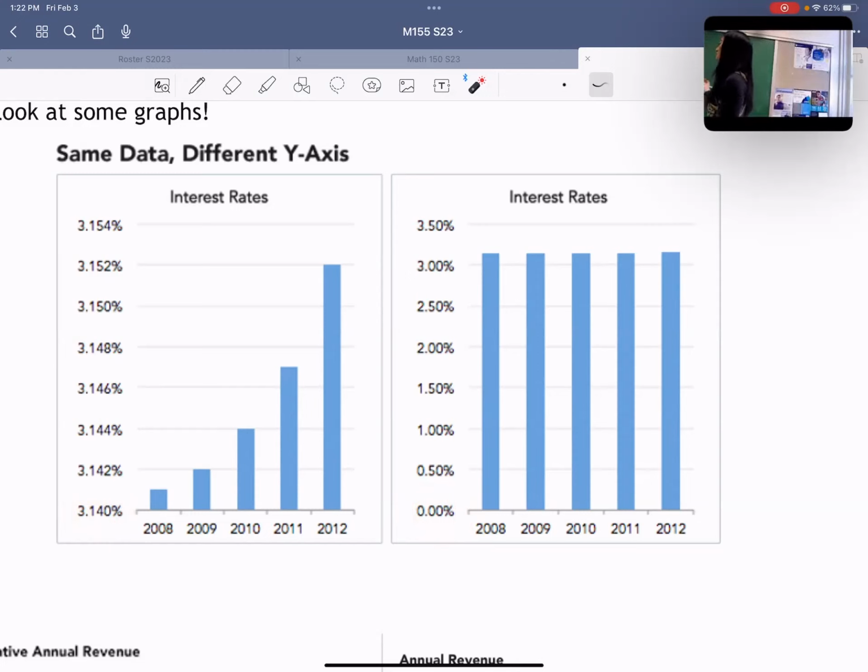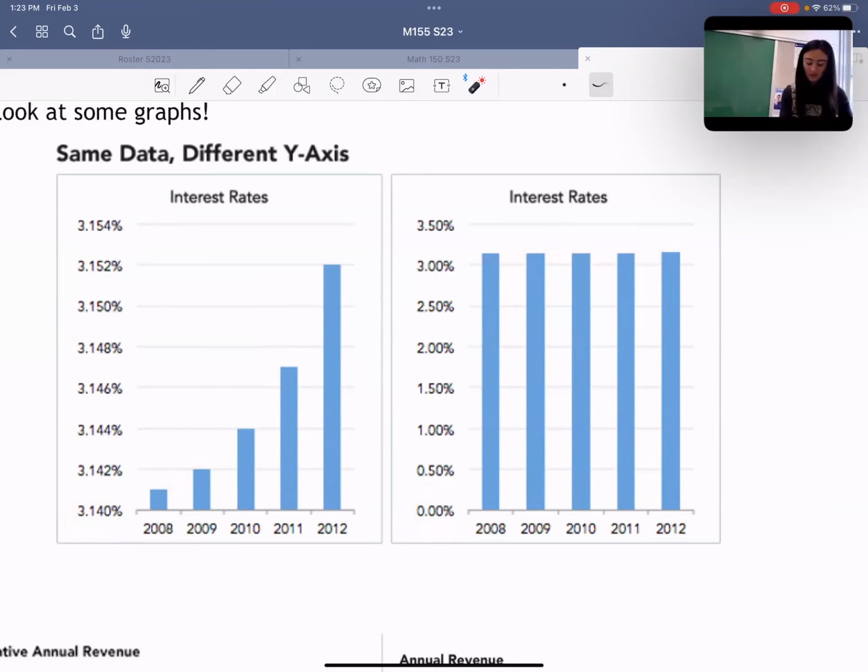The technical term for this is a truncated y-axis. Basically, people do it to exaggerate the differences between bars in a graph. And it's actually pretty useful to see the difference here. So on the left, it definitely looks like the graph is going up. If you decide to start the graph at 0, looks like the interest rates are pretty stable.